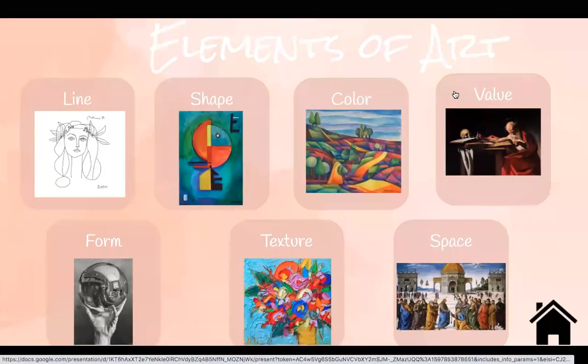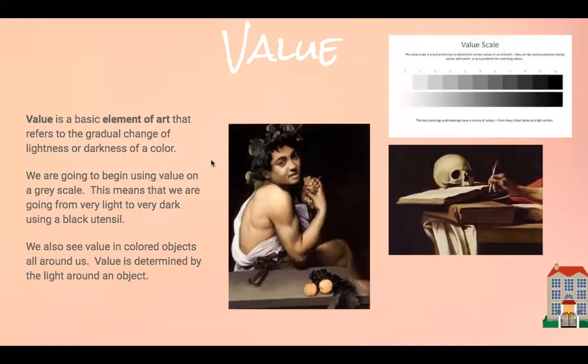About value. Value is a basic element of art that refers to the gradual change of lightness or darkness of color. So over here we have a value scale. At the very end of the value scale, there is a very light color. It is practically white. At the opposite end, we have the darkest black, and in between are all of the grays. This is a gradient where it goes from light to dark, and this creates the value. So this is the darkest value, middle values, and the lightest values.